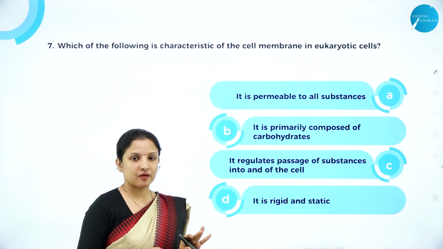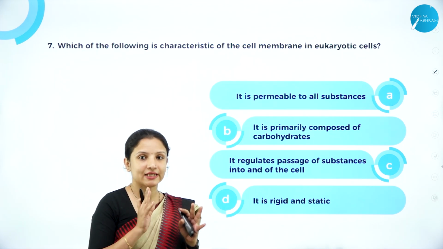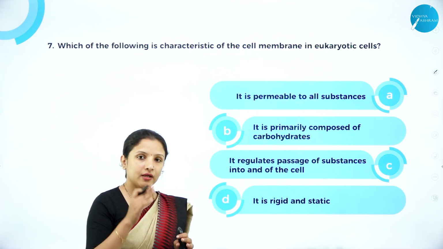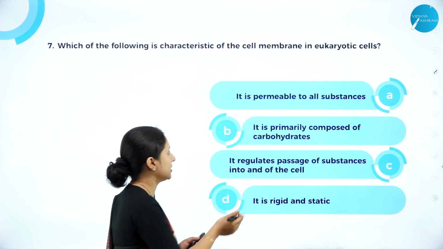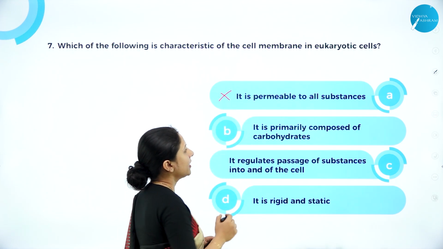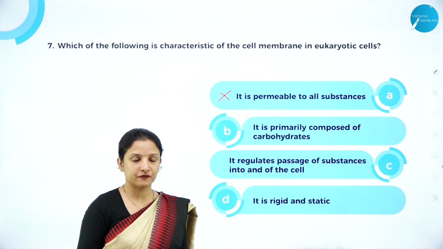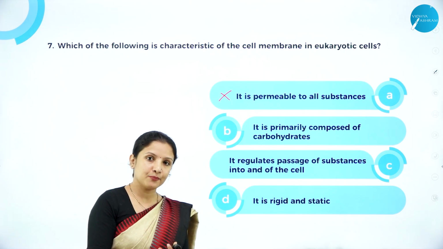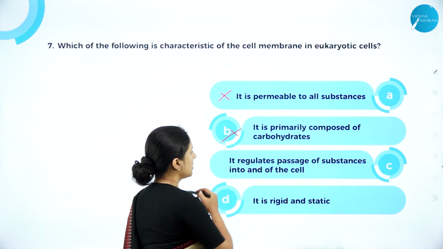Cell membrane or plasma membrane is not permeable to all substances. It is only selectively permeable, wherein it allows only certain substances to enter into and move out of the cell. Therefore, this option is wrong. It is primarily composed of carbohydrates. No, it is not primarily composed of carbohydrates. It is primarily composed of lipids and proteins. Therefore, this option needs to be eliminated.